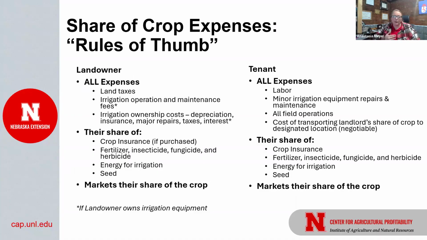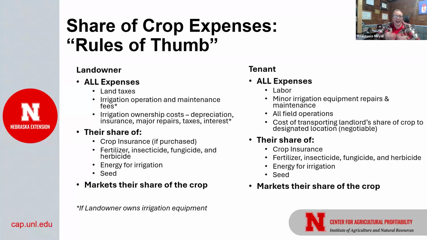The tenant is going to provide the labor and any minor repairs. They're going to cover the field operations, and they're also going to take the landowner's share of the crop to the elevator. So what is shared? It is crop insurance if you purchase it. You don't have to, but yield increasing inputs are shared. So your fertilizer during the growing season, insecticide, fungicide, herbicide, and energy for irrigation, those are all shared.